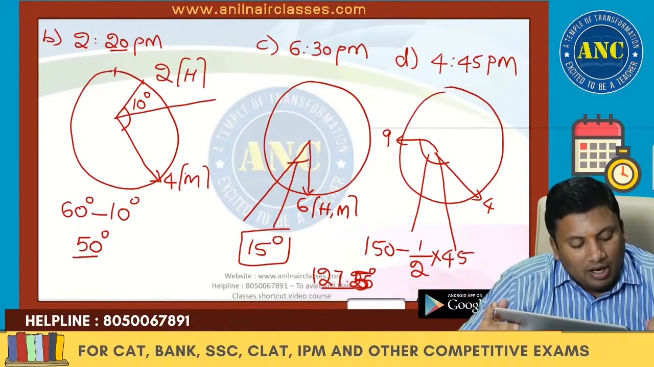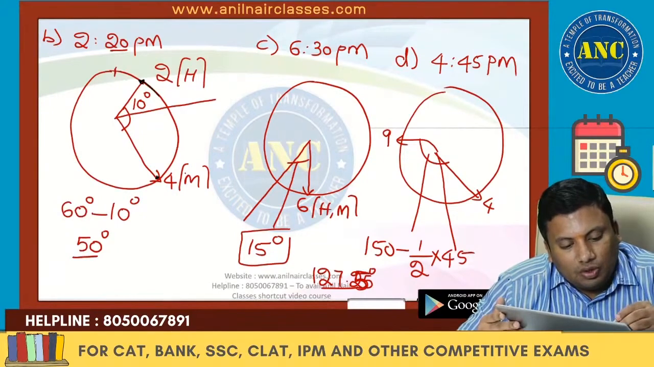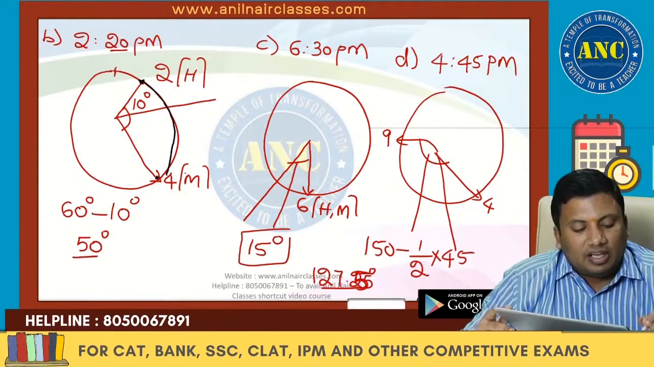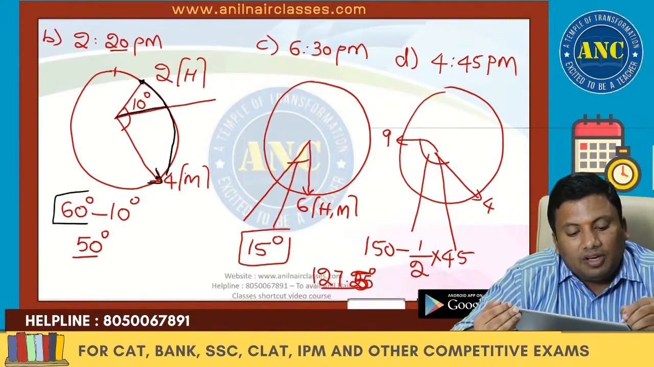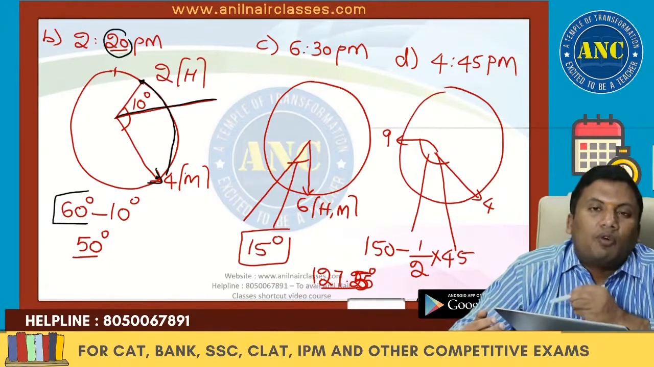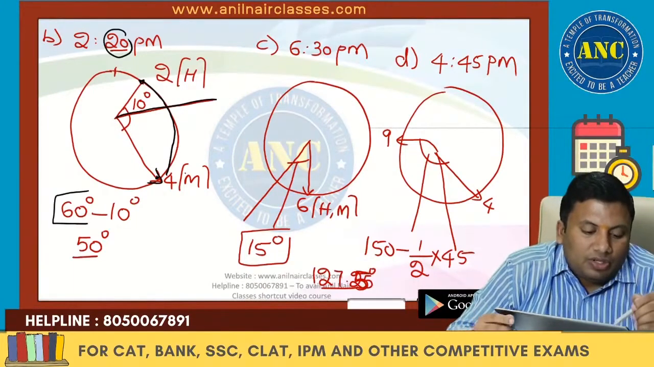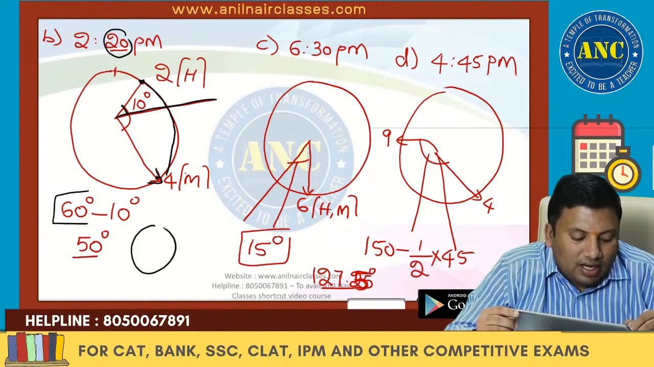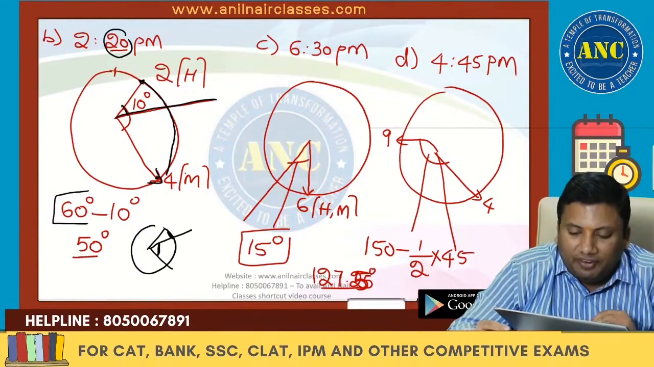2:20 p.m. Hour hand is at 2. Minute hand is at 4. There is 2 hours difference. 2 hours is nothing but 60. When the minute hand reaches 4, the hour hand will shift for 20 minutes. 1 minute half a degree, 20 minutes 10. Out of 60, it is actually like this, but actually it will become like this. So this remaining angle is nothing but 60 minus 10, 50.